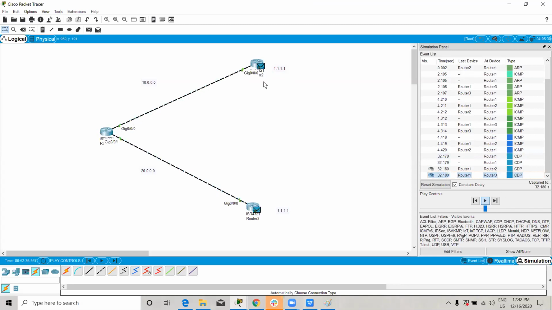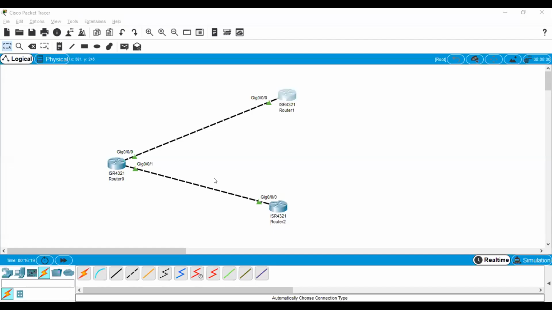How it is load balancing? I didn't get it. It is sending a. Veda, please share your screen, bro. Can you see this?